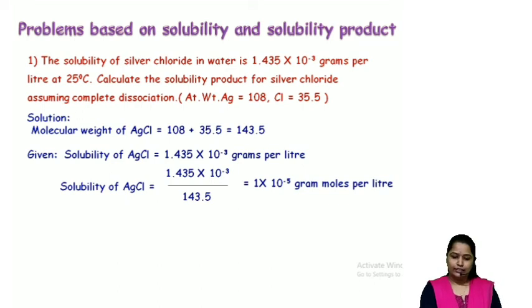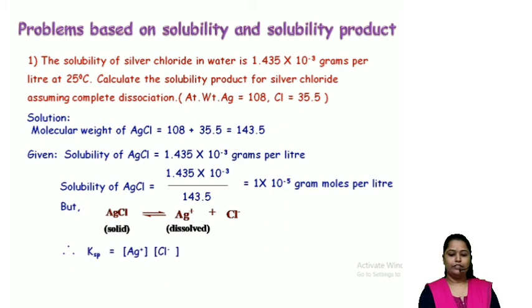Okay, in this step we convert the solubility in grams per liter into gram moles per liter by dividing it by its molecular weight. But there is an equilibrium between AgCl, Ag plus and Cl minus. For this equilibrium we write Ksp is equal to concentration of Ag plus into concentration of Cl minus. Here we assume that the salt is completely dissociated.